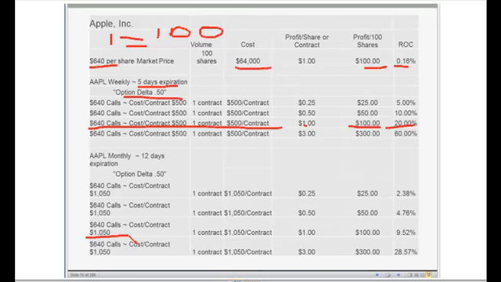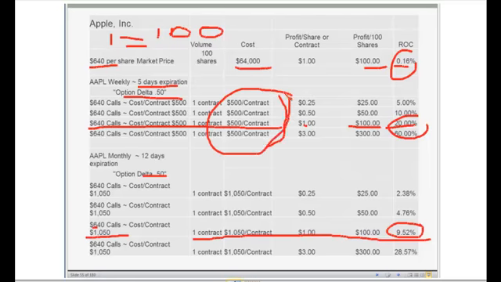Here's the monthly. Same 640 strike, same delta 50 that we showed you in the option chain. You make $1 or $100, so that's 9.52%. So you can see the power of the leverage and the risk that's reduced when you use weeklies, but you need to know how to use them.